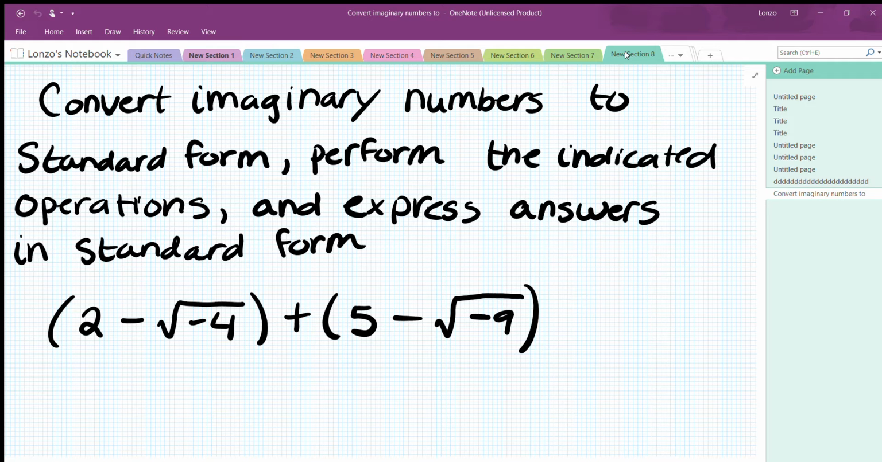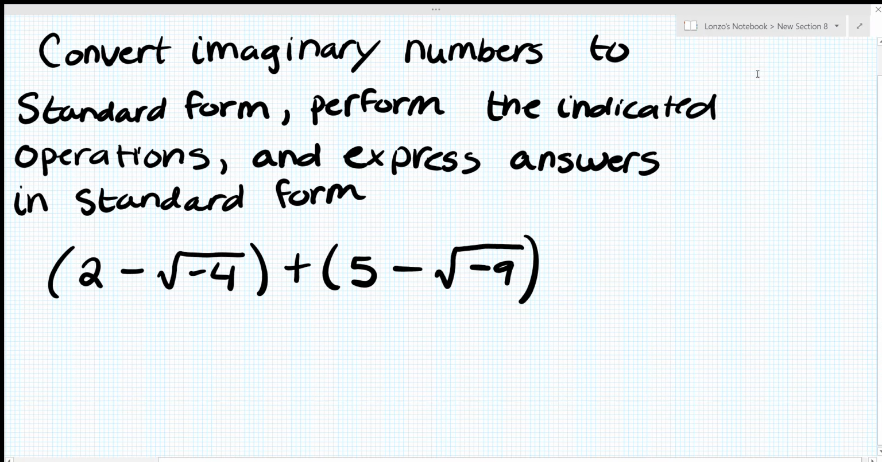Okay, so let's do this one. It says convert imaginary numbers to standard form, perform the indicated operation, express answers in standard form. So it was like the last problem. First, it's a plus, so we just have to collect like terms. Over here, we have a 5 and then a positive 2, that's 7.